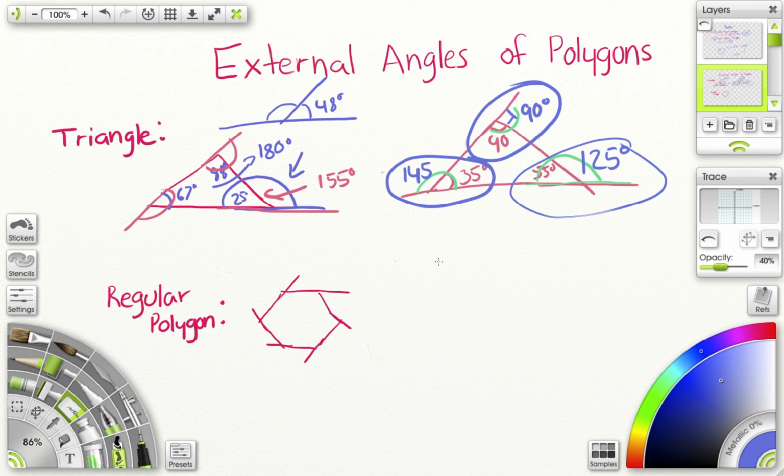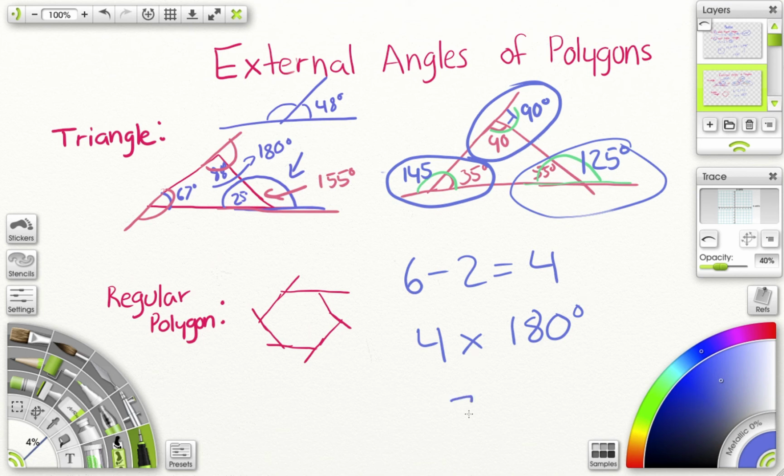So I have 6 sides. To find out the number of triangles, I minus 2, which gives me 4 triangles. I take my 4 and I multiply it by 180 because each triangle adds up to 180. 4 times 180 gives me 720 degrees. Each angle is 720 divided by 6 because there's 6 angles. Each angle is 120 degrees. So right here, this is 120 degrees, as are all the other angles, are all 120.